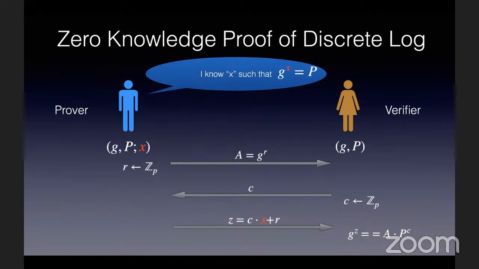Okay, so let's say a prover has an x. We call this the prover because he's trying to prove that he knows an x for this p. And the verifier only knows g and p, and the prover is trying to convince her that he knows the x. So one simple way is that the prover can simply send the x to the verifier, and then the verifier can compute g to the power x and compare if it's p.